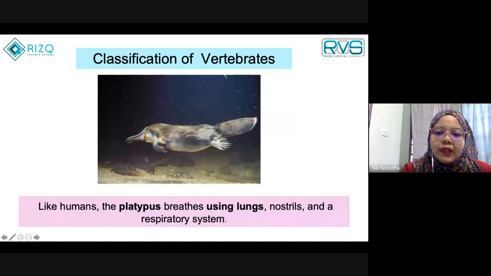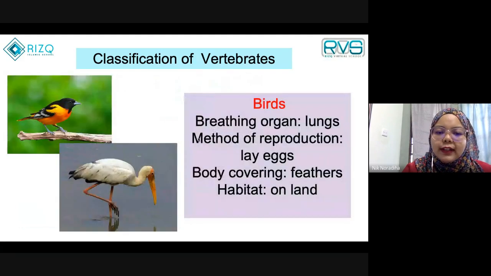All right. So, this is how platypus looks when they are underwater. Like us humans, they also breathe using their lung. Their nostril and respiratory system, the whole thing including our nose and our lung, the one that we have learned before. Alright, so that one is about platypus.